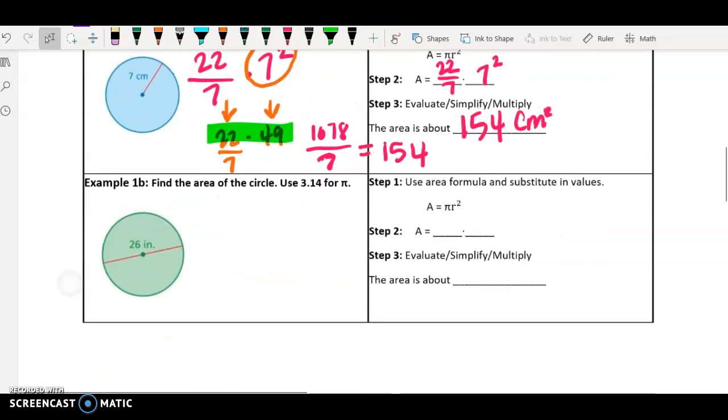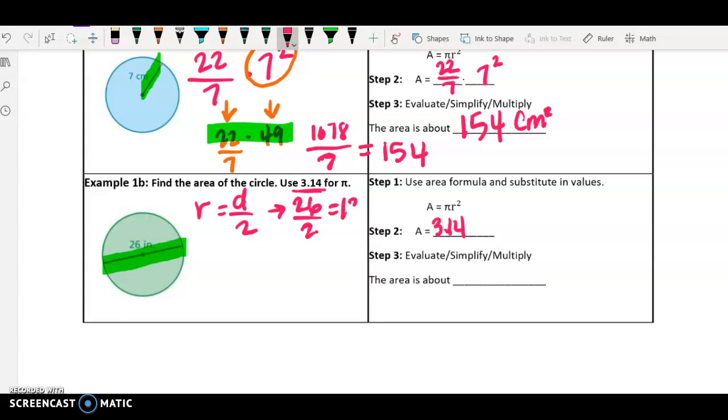All right, so now let's do example 1b. Find the area of the circle and use 3.14 this time. Our formula is going to be 3.14 times our radius squared. But look here, they gave us the diameter. They gave us it all the way across, while before it was only halfway across. We can't use diameter in this formula. That's an R. We have to use radius. So we need to do radius equals our diameter divided by 2. So we have to do 26 divided by 2, and that gives us 13.